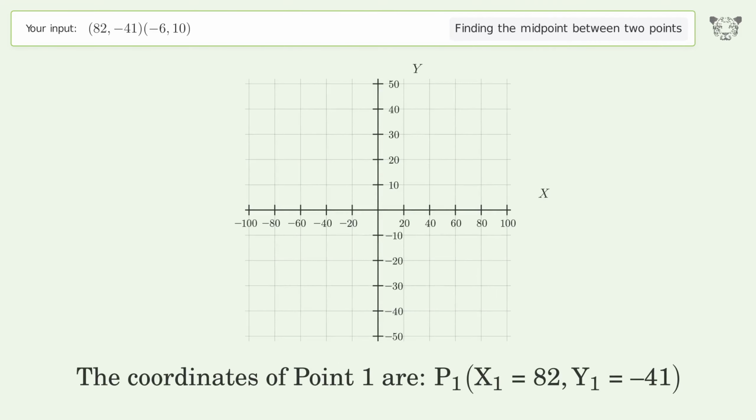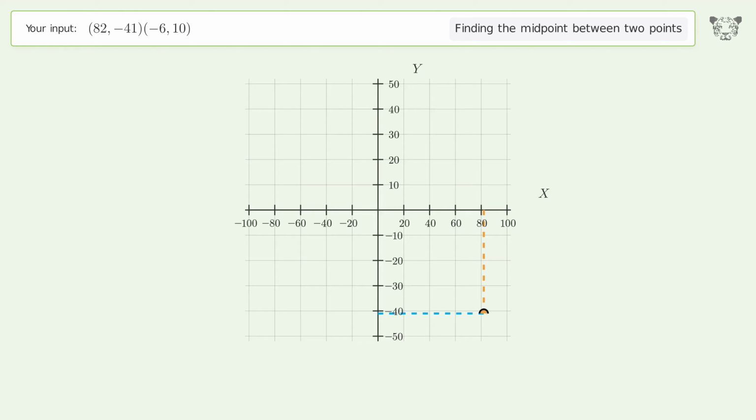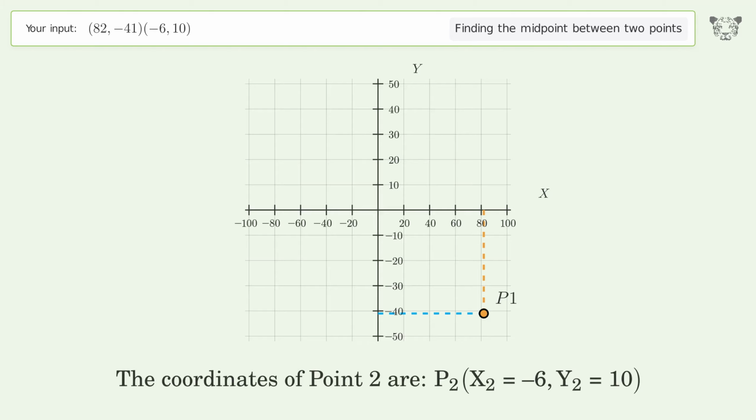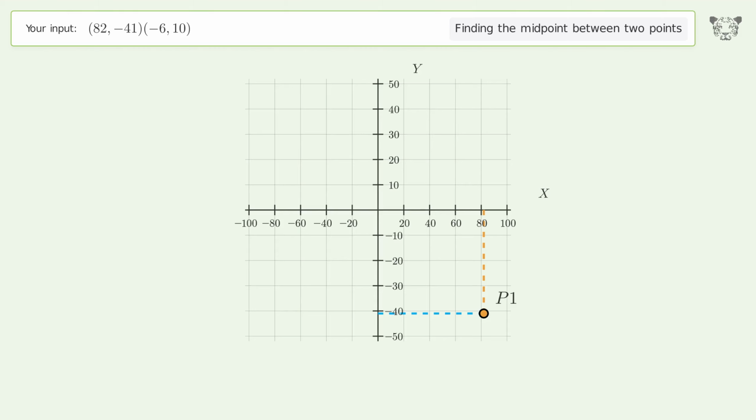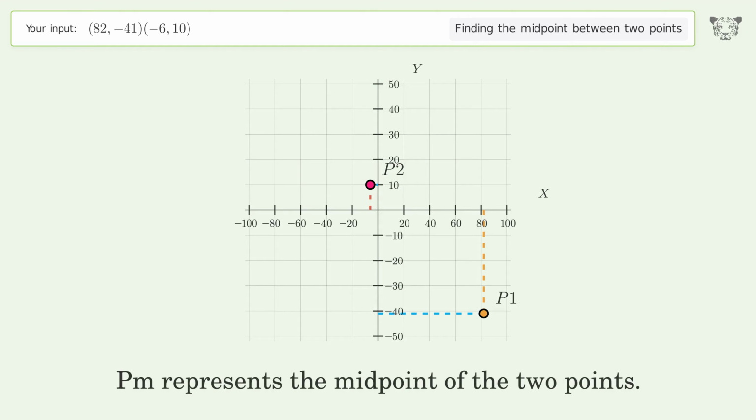The coordinates of point 1 are, x1 equals 82, y1 equals negative 41. The coordinates of point 2 are, x2 equals negative 6, y2 equals 10. PM represents the midpoint of the 2 points.